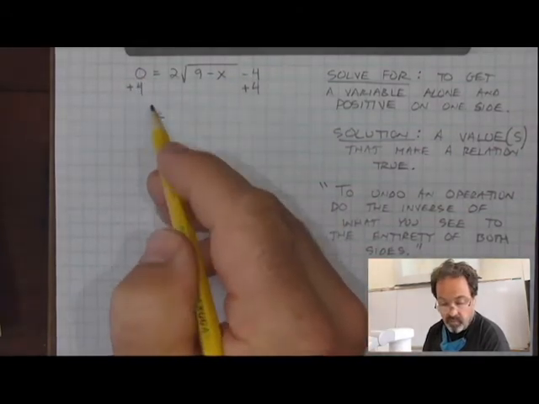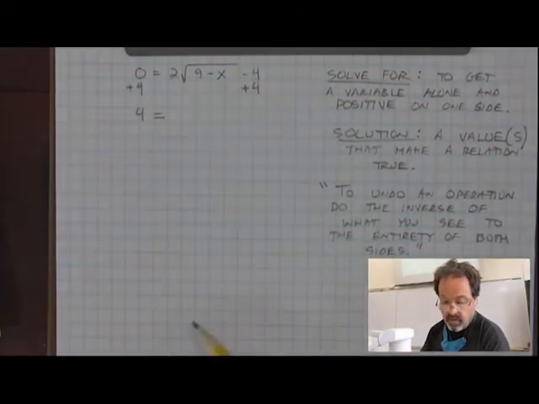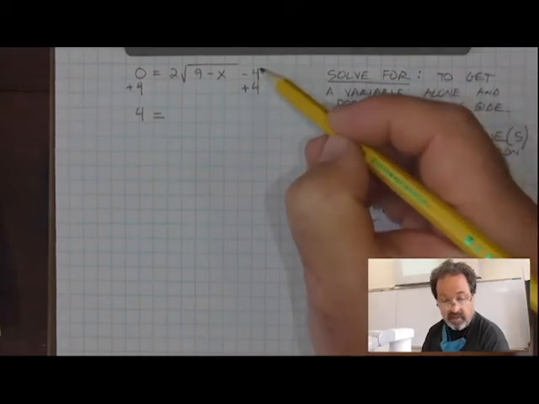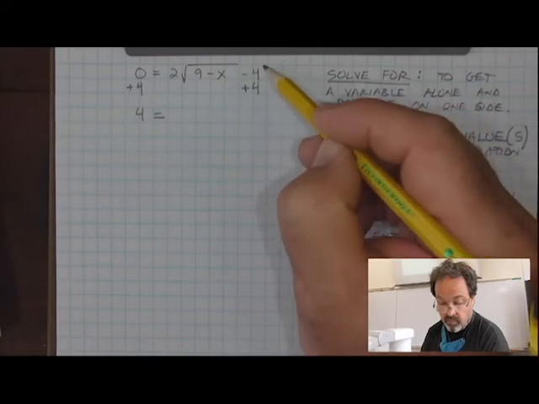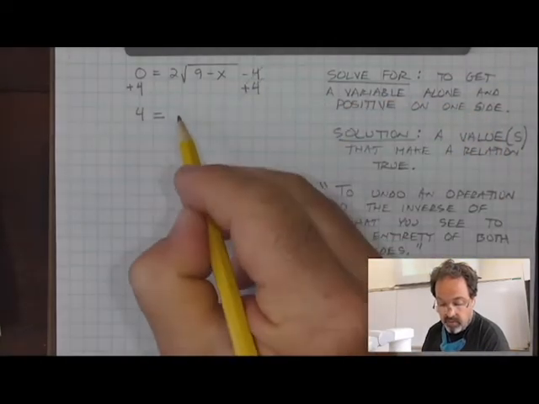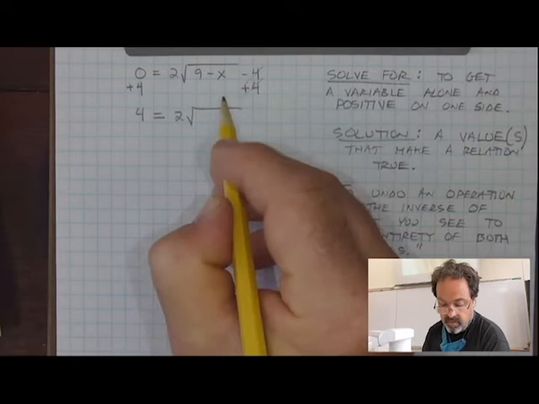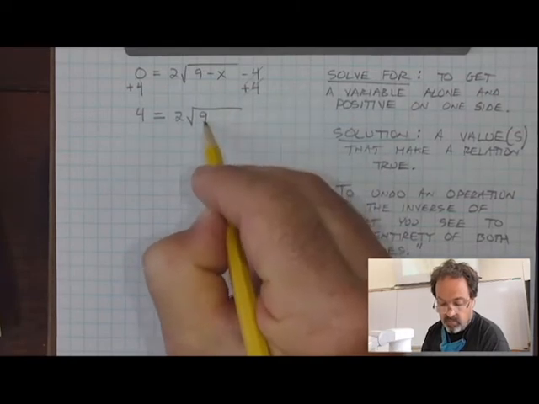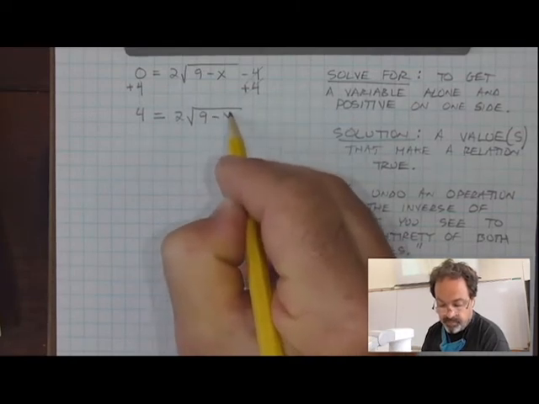So I have a 0 plus 4 makes 4. And inverse operations cancel each other out. So if I have a subtraction by 4 and an addition by 4, those will cancel each other out, leaving what's left on that side, which is 2 times the square root of 9 minus x.